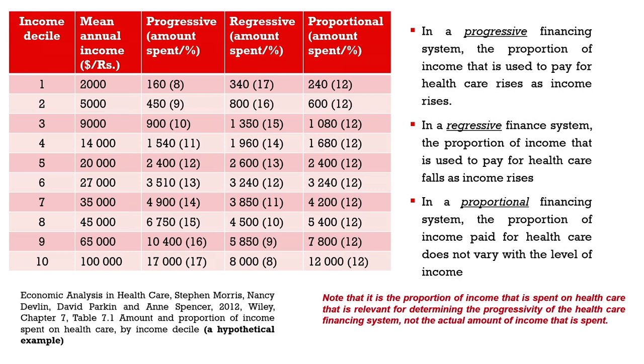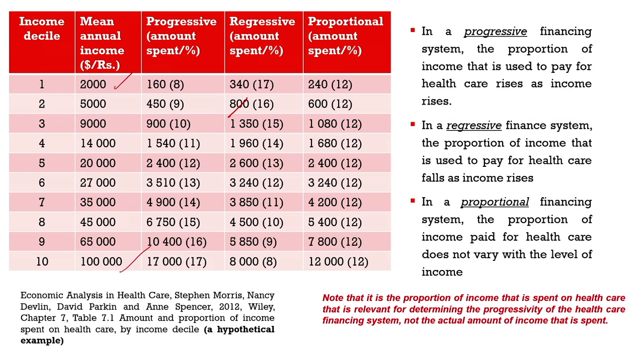This table shows people with incomes divided into 10 categories. So, this is the income decile. People in the 10th decile have relatively more income compared to people in the lowest decile. You can see that the average mean income of the lowest decile is 2000, and the average mean income in the highest decile is 100,000 or 1 lakh. So, we can for the time being ignore dollars and rupees here, and just try to understand what this table is trying to convey to us.